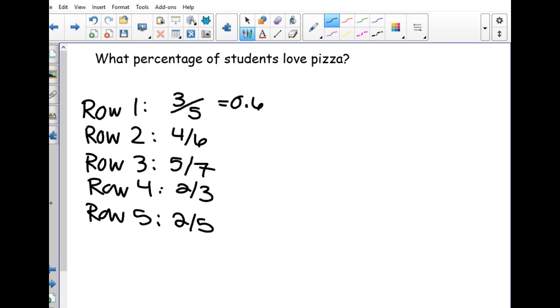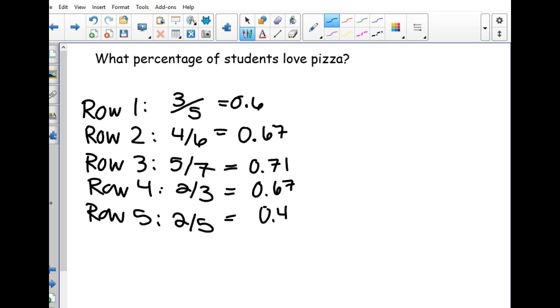Okay. 4 out of 6 is what? 0.66 repeating. So we're going to say 0.67. 5 out of 7: 0.71. 2 out of 3: 0.67. 2 out of 5: 0.4. Ladies and gentlemen, now on a serious note, what do you guys notice about this percentage?